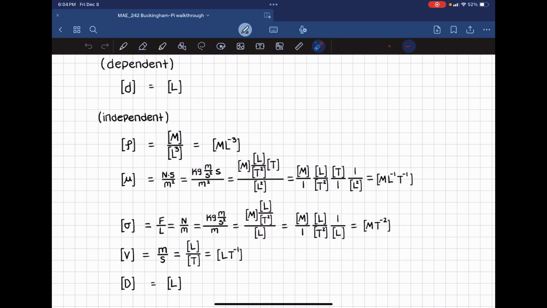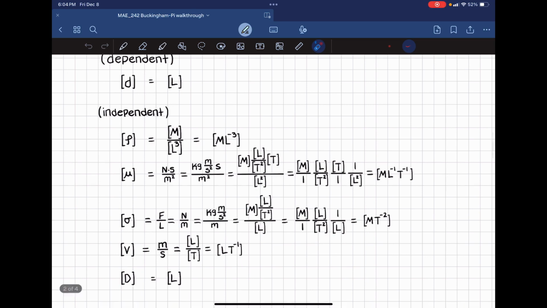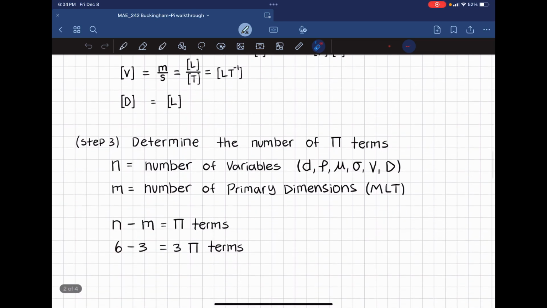Third step in this problem solving process is going to be to determine the number of pi groups we're going to generate. Now the pi groups are going to be groups of these variables that we're going to make dimensionless. So I've already gone ahead and done that. And this is what you see here. So for step 3, we're going to determine the number of pi groups, or pi terms, sometimes they're called. Now, we're going to let n equal the total number of variables. So this is going to be everything from our dependent variable as well as all of our independent variables. So we're going to have 6 total variables. That's going to be n.